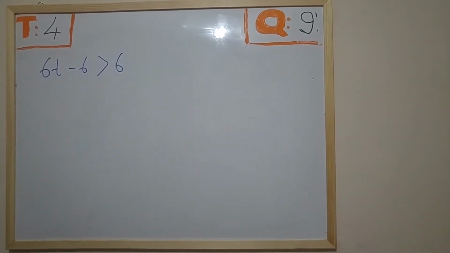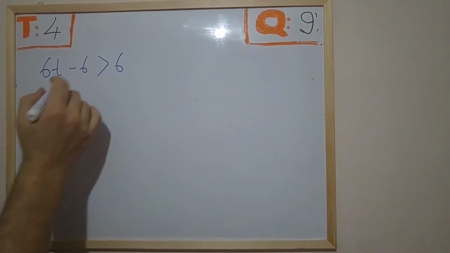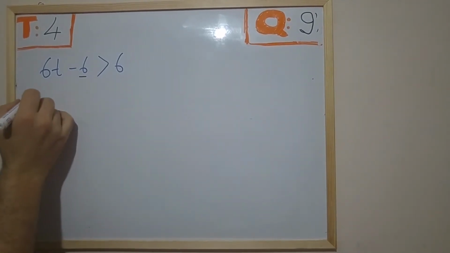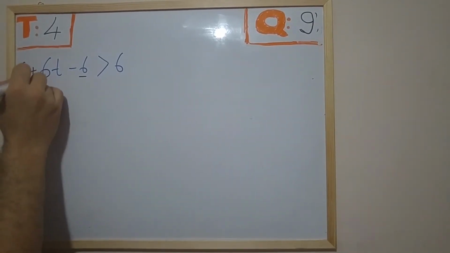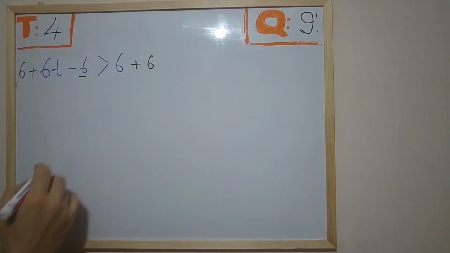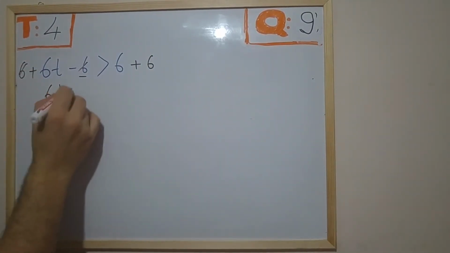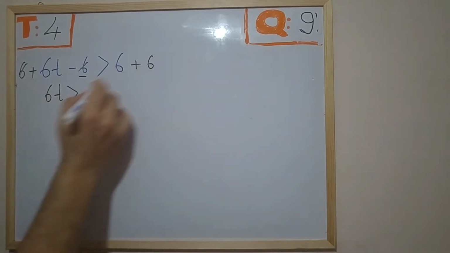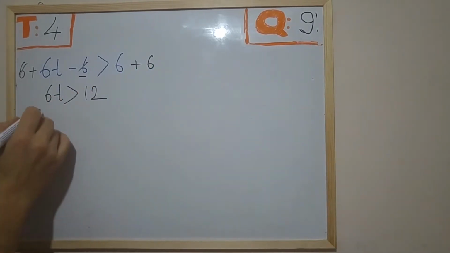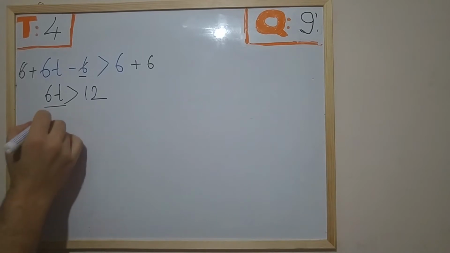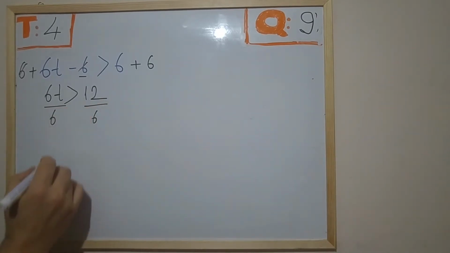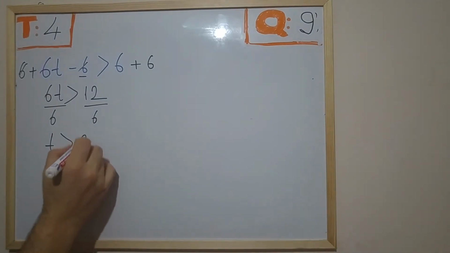Tricky question with a lot of 6 in here. Let's get over this minus 6 first. How to do that? We have to add 6 to each side. Plus 6 and plus 6. So we're left with 6t is greater than 6 plus 6, 12. Now let's get rid of the 6 in front of t by dividing by 6. Then we have t is greater than 12 divided by 6, 2.